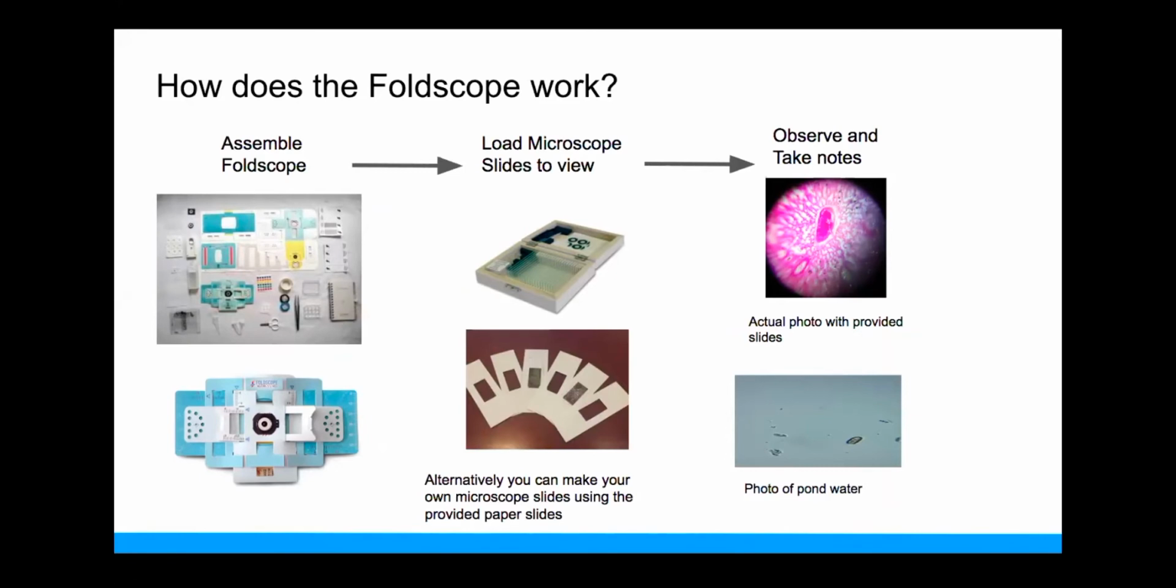We can either use the preloaded slides that came with the Foldscope kit, or alternatively, they provide us with little plastic slides with a sectioned off transparent area. This allows us to collect any sample from strands of hair to blades of grass. This is especially helpful in citizen science, as we saw earlier, because it helps people to determine the safety and quality of the environment around them.